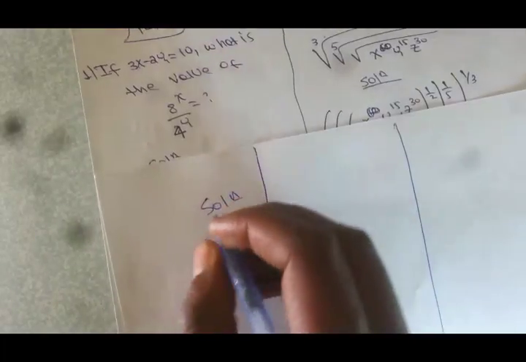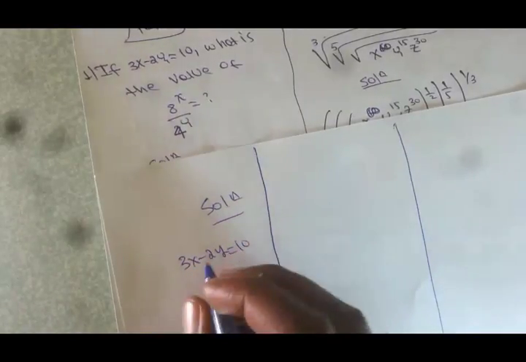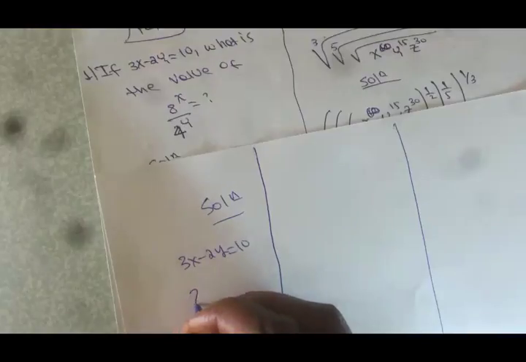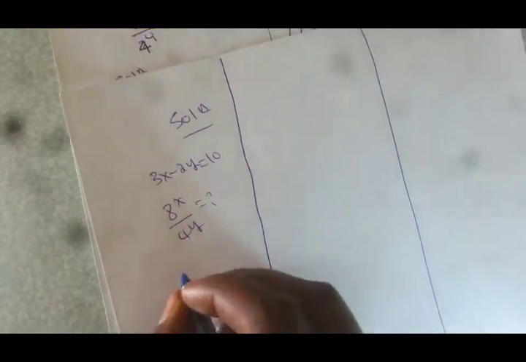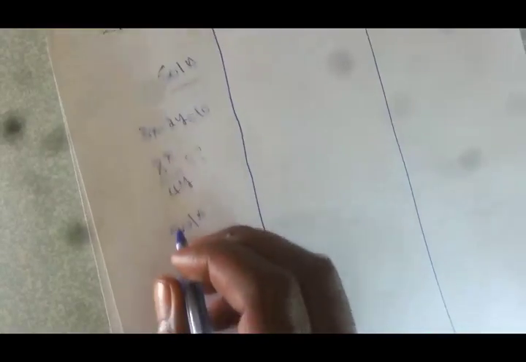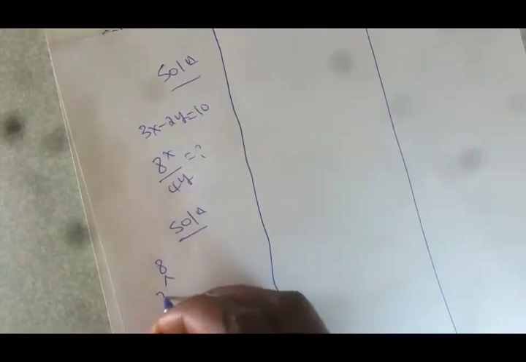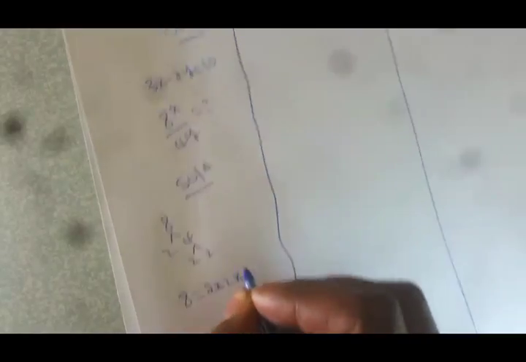Solution. We are given 3x minus 2y is equal to 10, and we are required to find 8^x over 4^y. The first thing that we must ask is, can 8 be factorized? Yes, 8 can be factorized as 2 times 4, and 4 is 2 times 2. Therefore, 8 can be written as 2 times 2 times 2.